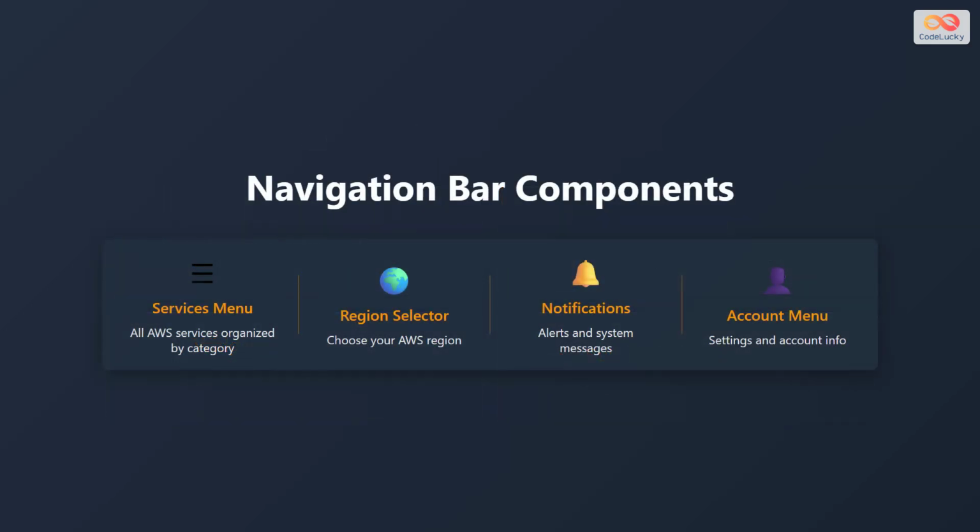The navigation bar at the top of the console contains 4 essential components. The Services menu, represented by a hamburger icon with 3 horizontal lines, provides access to all AWS services organized by category. The Region Selector, shown with a globe icon, lets you choose which geographic region your resources will be deployed in. The Notifications bell icon displays alerts and important system messages about your account and services. Finally, the Account menu provides access to your account settings, billing information, and security credentials.